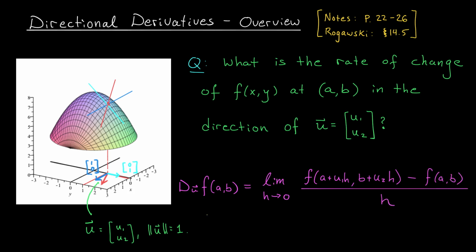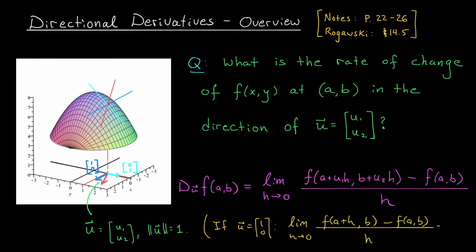As a quick sanity check, what happens when we use the vector <1, 0> for our vector u? Well, in that case, our first term, a plus u1 h, is simply going to be a plus h. And our second term, b plus u2 h, is simply b. That'll give us the limit definition for the partial derivative with respect to x. And that's exactly what we'd expect to get. It would be the rate of change along this tangent line here.